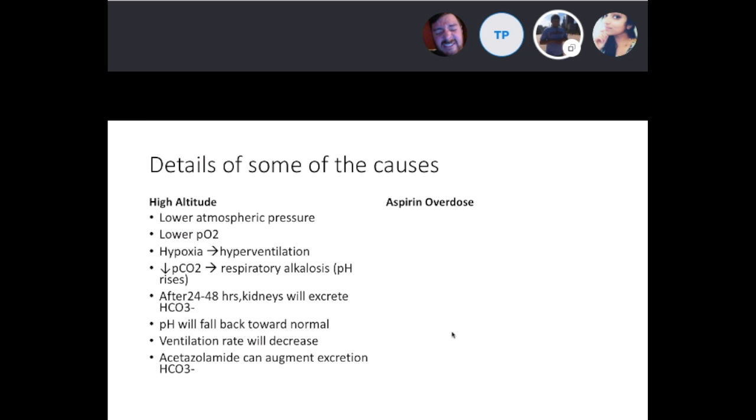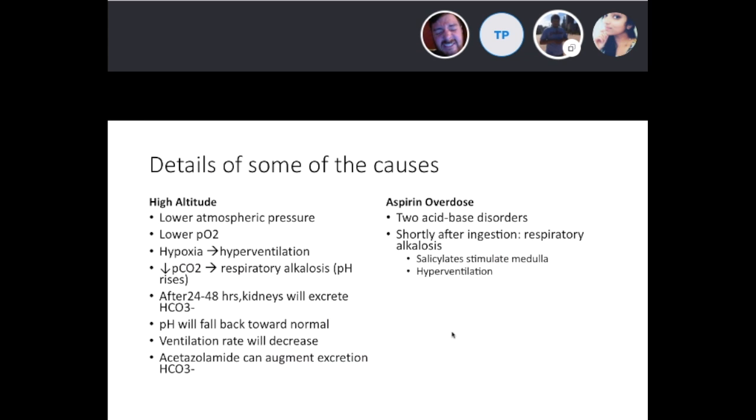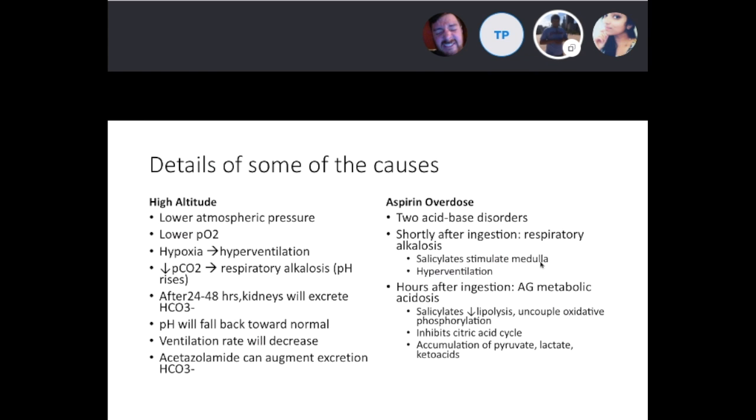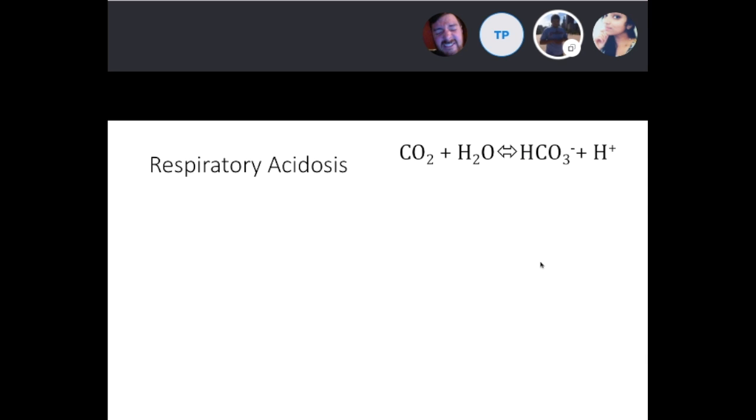Now, aspirin is a funny one because it's a two acid-base disorder. Shortly after ingestion, you may see respiratory alkalosis because salicylates stimulate the medulla, where your respiratory control centers are located, and that will cause you to hyperventilate. However, hours after the ingestion, it becomes an anion gap metabolic acidosis, and we'll talk about that more specifically when we do metabolic acidosis. I just wanted to tell you that it's a two acid-base disorder, and it can be either one. Any questions with that one? If not, we'll move forward.